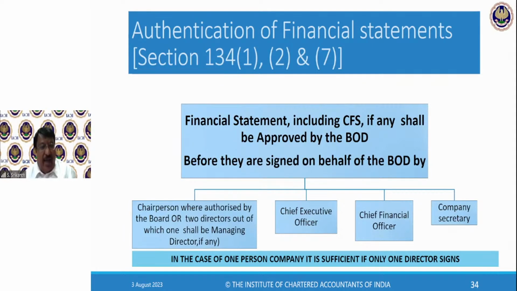Then approved. Then sign. Put your signature. Sign karo. Then they will all sign. That means authenticated. Are you able to understand? This is what happens in authentication of financial statements. Approval means the board minutes will be recorded.